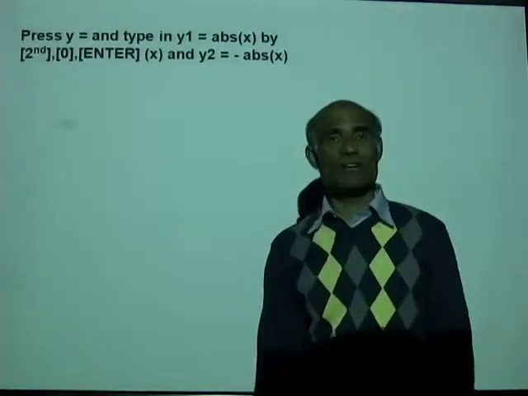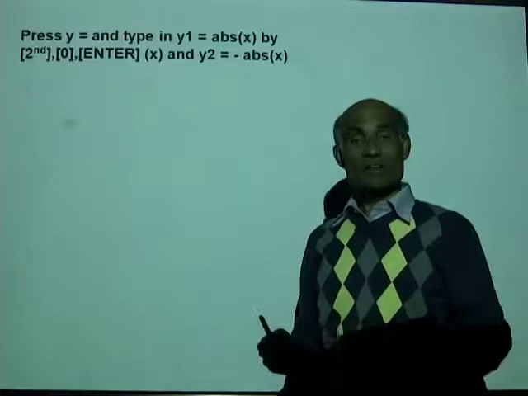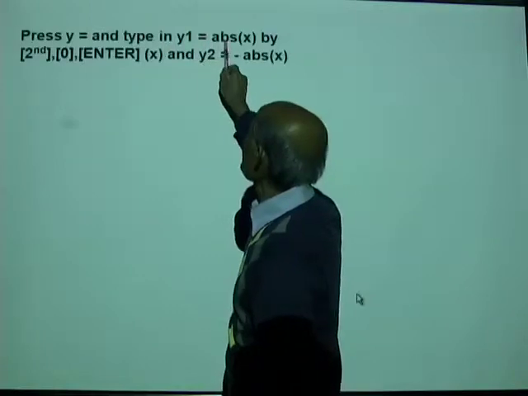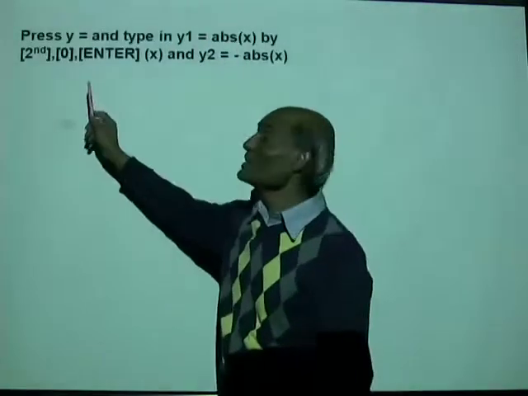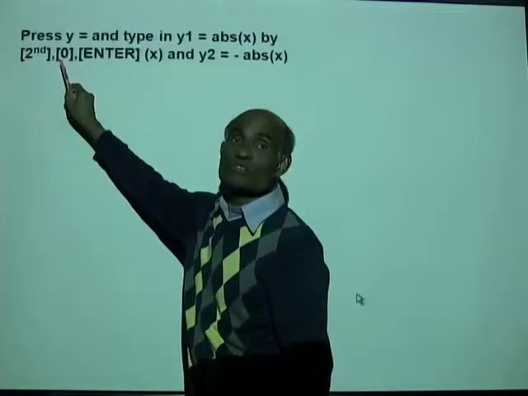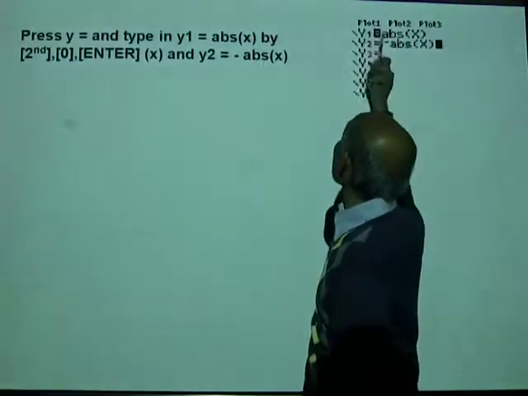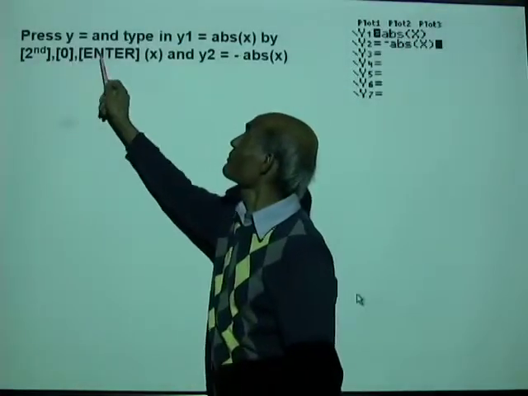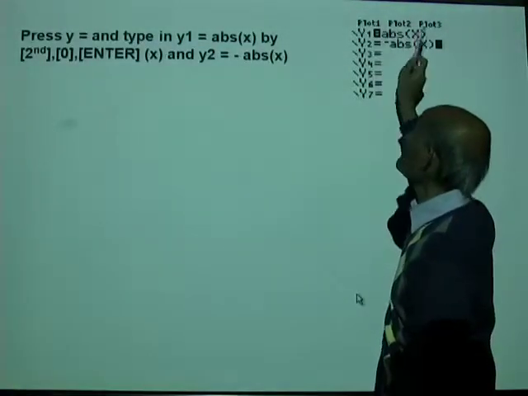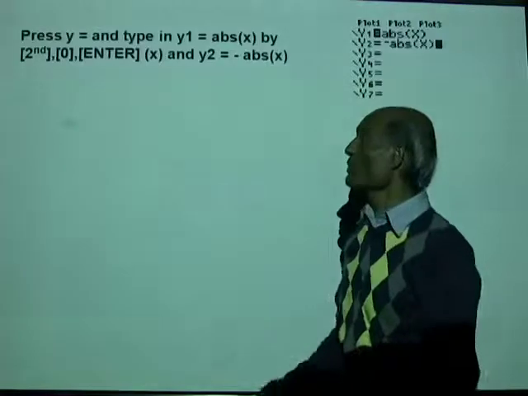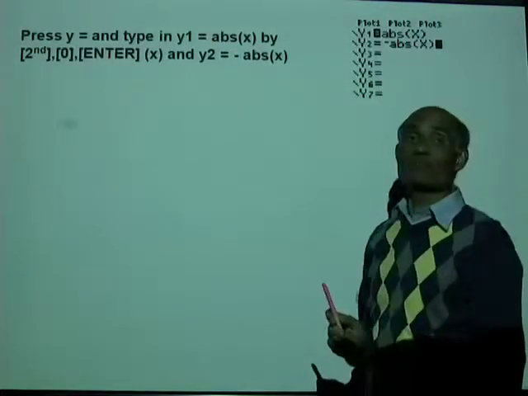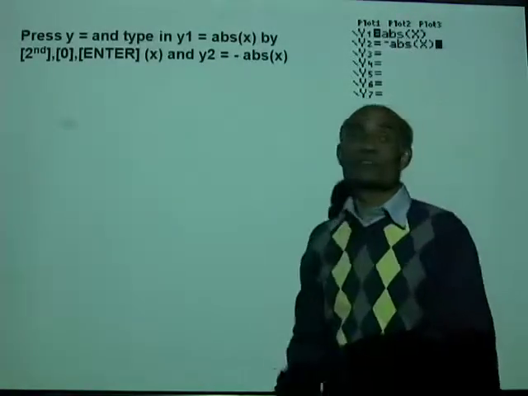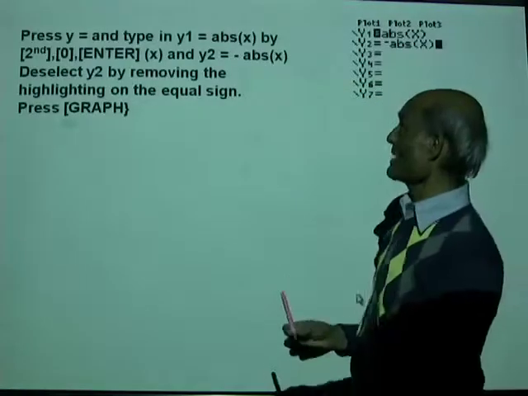All right, let's go and draw them on your calculator. Be active when you watch this, and pause the video when you need more time. All right, type in y equal to absolute value of x by using this keystroke. Press second 0, enter, and you will see ABS with a parenthesis on the calculator. Then type in x. Press that x variable, and that gives you absolute value of x. And y2, start with a negative sign and do the same thing. You get y2 equal to negative absolute value of x.